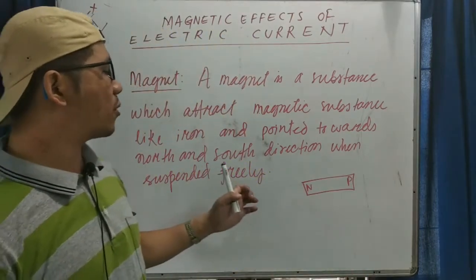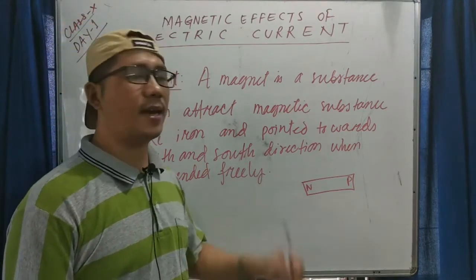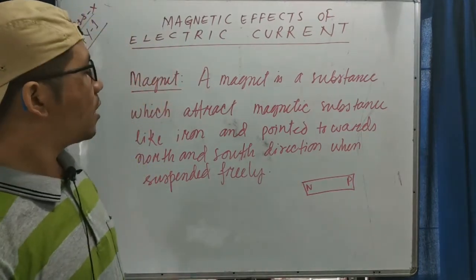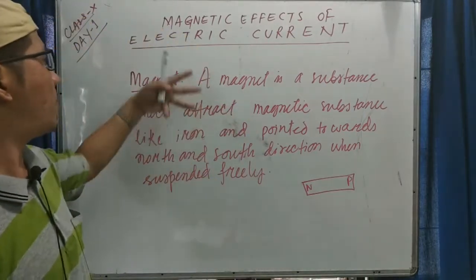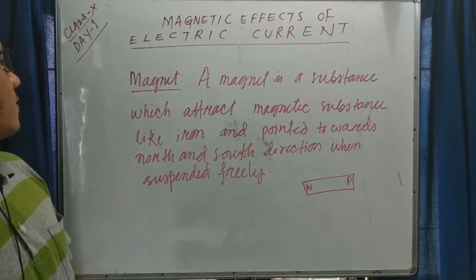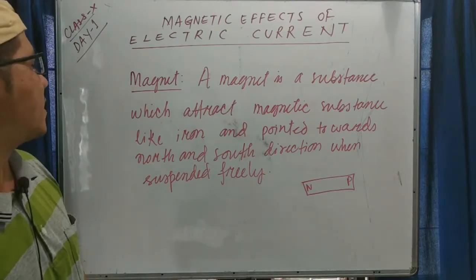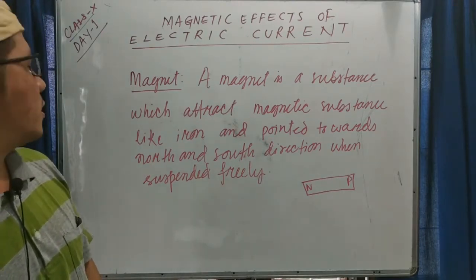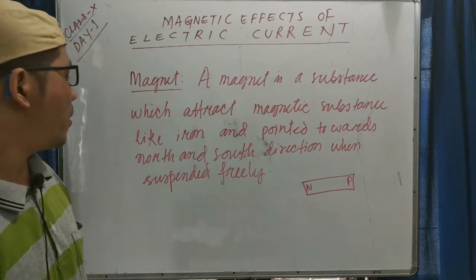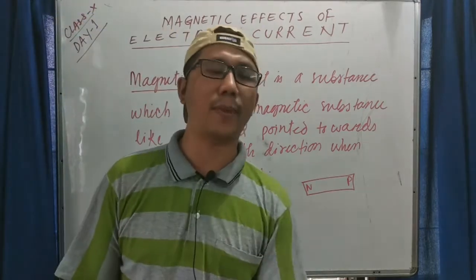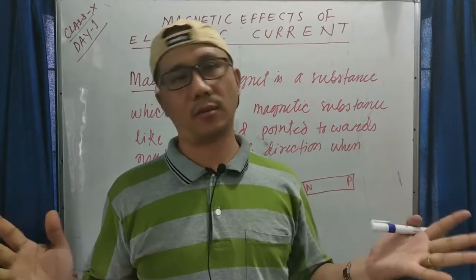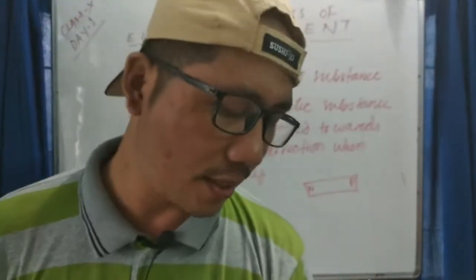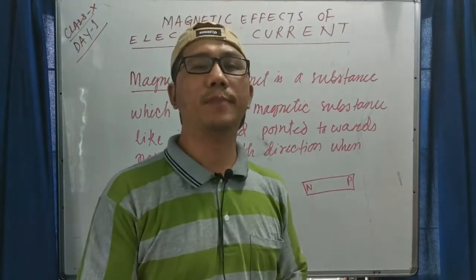So here we are going to learn about the magnet and what properties of the magnet we have to know. A magnet is a substance which attracts a magnetic substance like iron, and points toward the north and south directions when suspended freely. Keep this in mind. So let us learn about the properties of magnets.